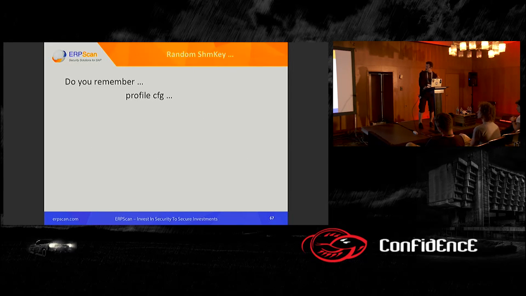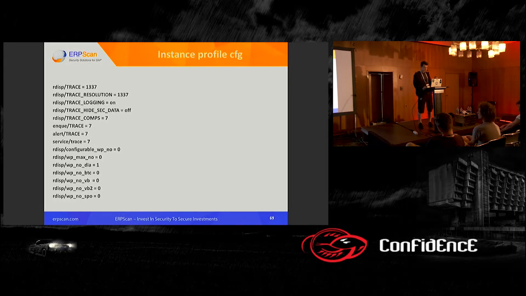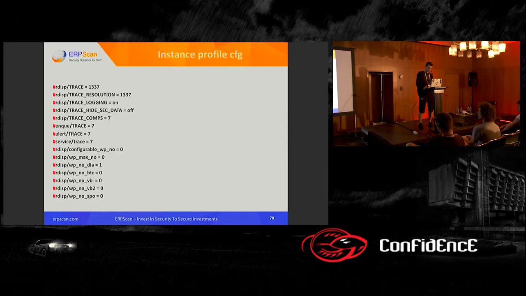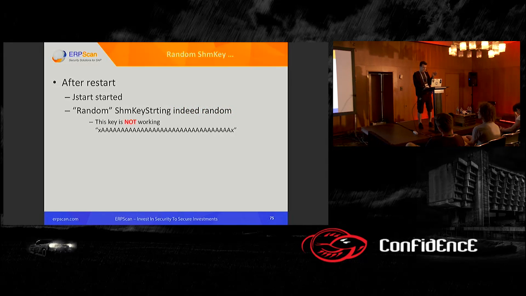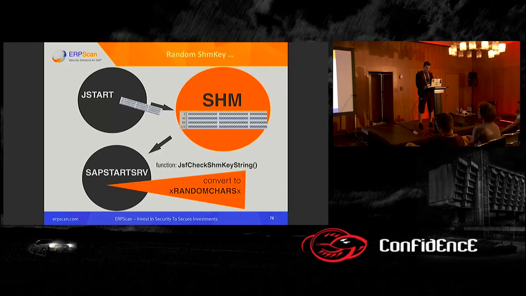But do you remember we changed the profile file on our SAP server? Gstart never started. And we decided to change all our profile parameters back. So we commented out all these parameters and restarted the system. What did we get after restart? After that, gstart started, and the random SHM key string was indeed random. And the password XAAX no longer worked. It looks like gstart is responsible for generating and setting the raw key in memory, as you can see in this slide.